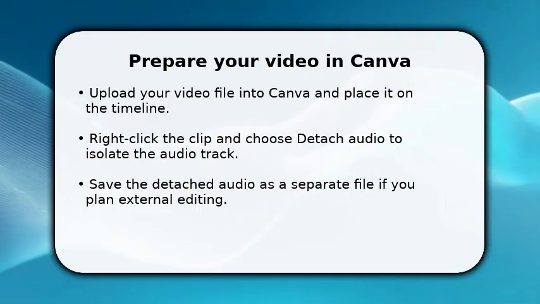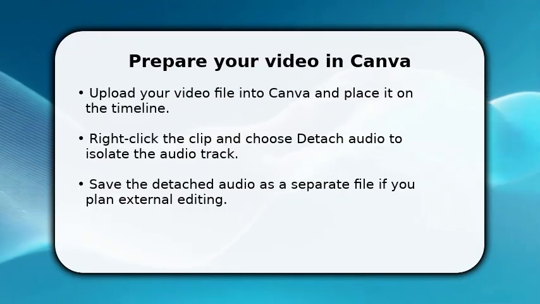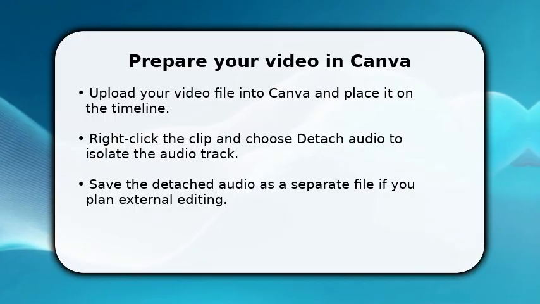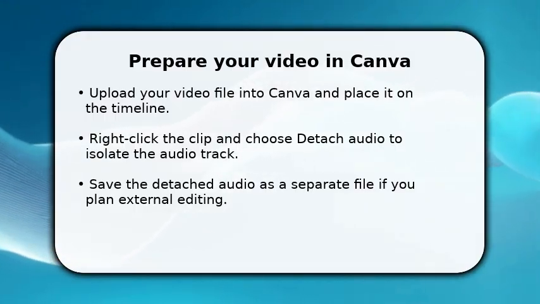Upload your video file into Canva and place it on the timeline for editing. Make sure the clip contains the audio you want to clean. Right-click the clip and choose Detach Audio to isolate the audio track from the video. Listen to the separated audio to confirm the unwanted background sounds.